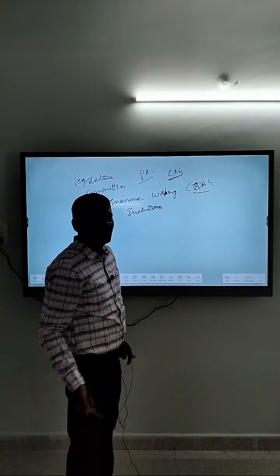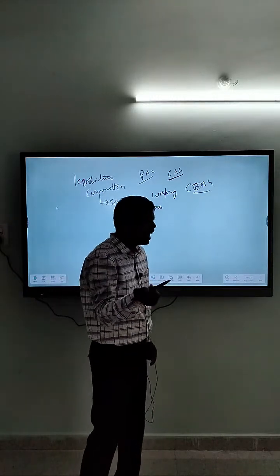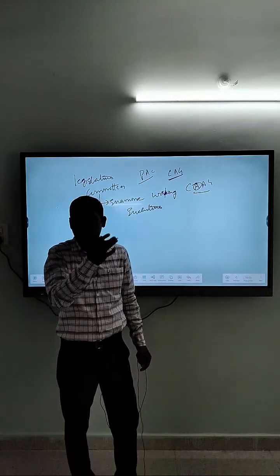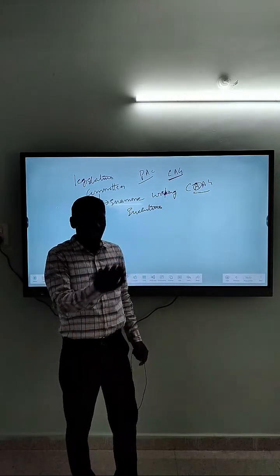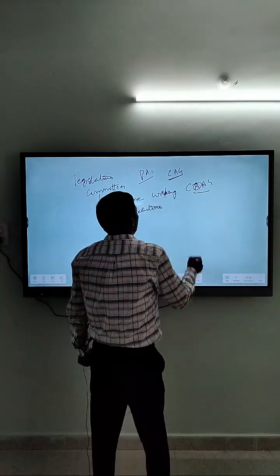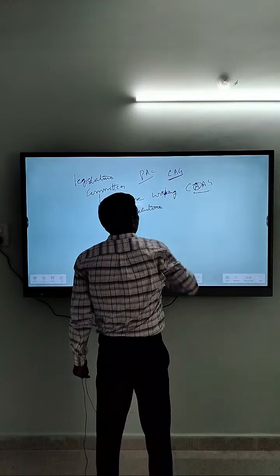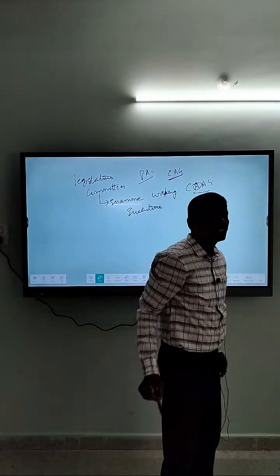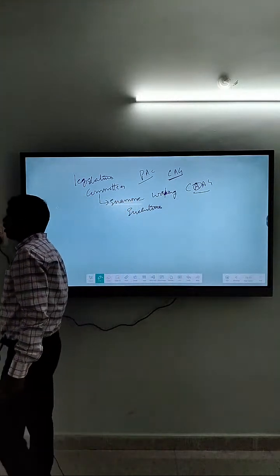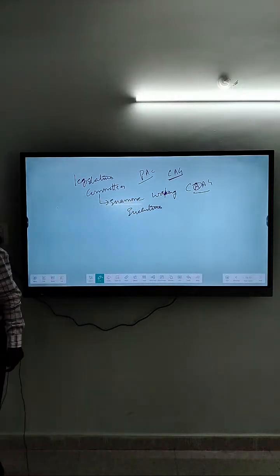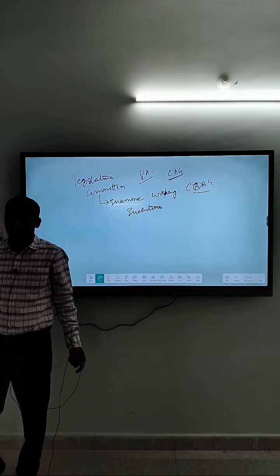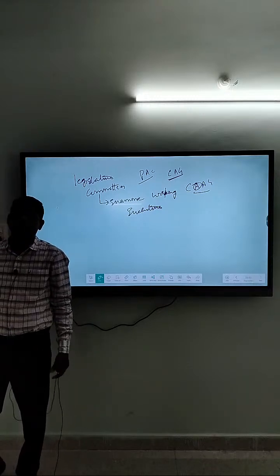So we should not use the word 'and'. In normal parlance people are using this word, but actually after 1976 there are many changes. So CAG along with PAC are regarded as the constitutional watchdog of the public purse, because they should protect the public purse.